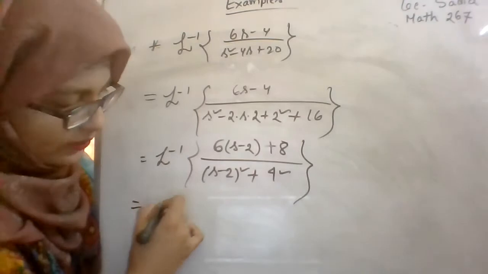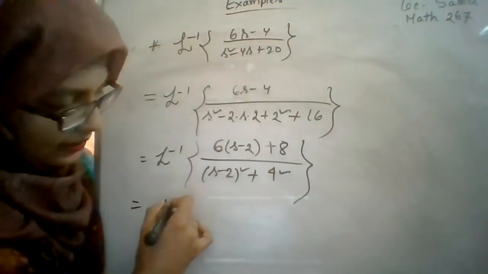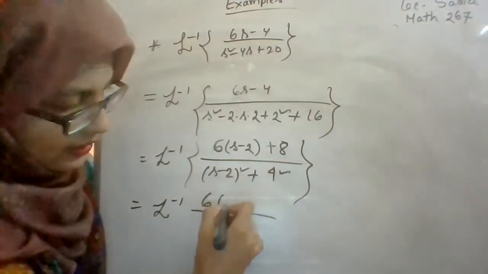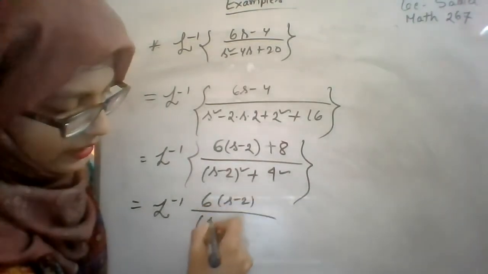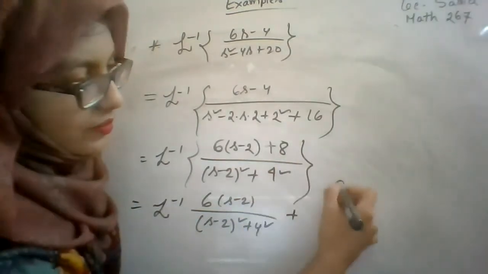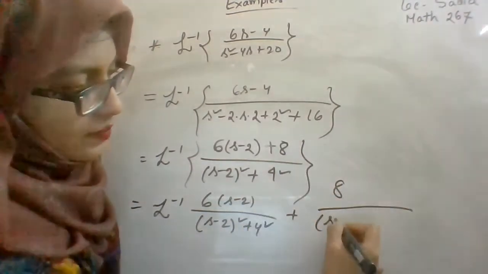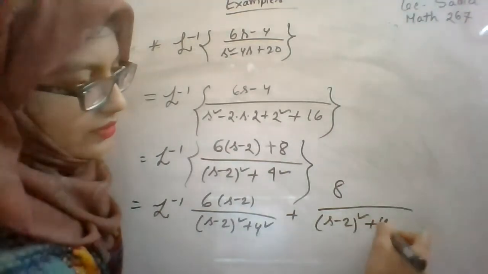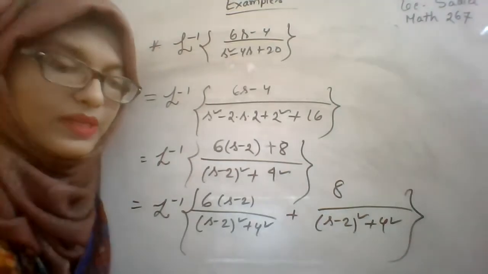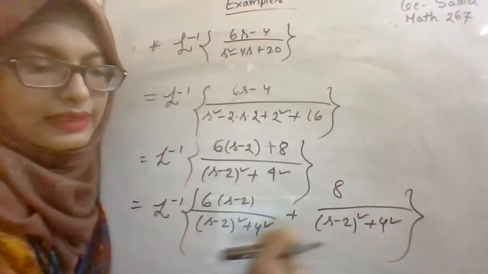Now we can write it as inverse of 6 times (s minus 2) divided by (s minus 2) whole square plus 4 square, and for this term it is 8 divided by (s minus 2) whole square plus 4 square. Now we have to find the inverse Laplace transformation of this and this, okay?